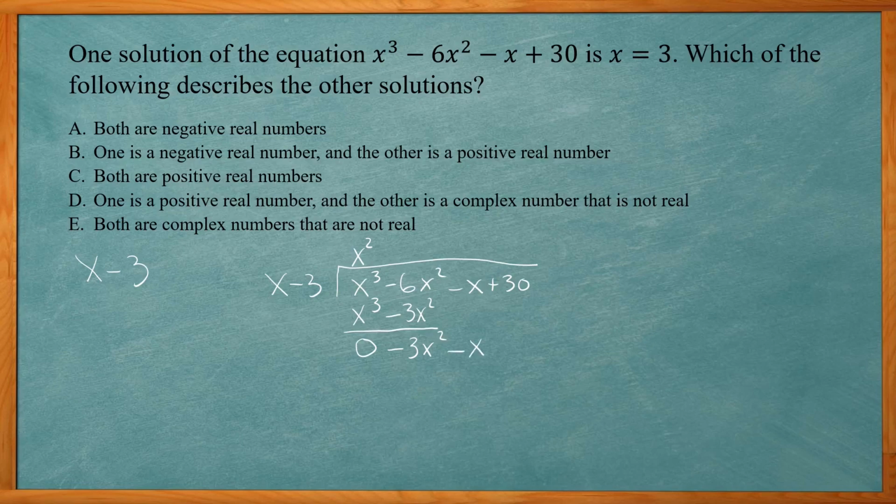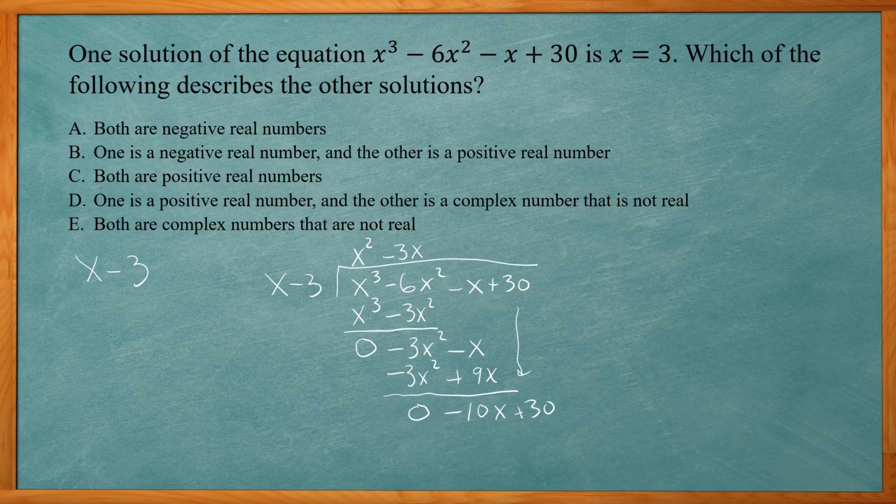To get a negative 3x squared, I need to multiply x by negative 3x. So negative 3x times x is negative 3x squared, and negative 3x times negative 3 gives me positive 9x. Again, subtract, this gives me 0. This is going to be negative 10x. Then bring down the 30.